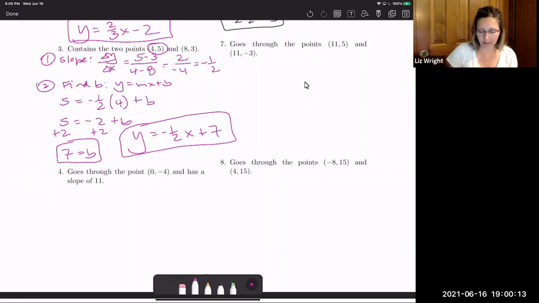All right, let's try number 7. Number 7, it goes through the points (11, 5) and (11, -3).